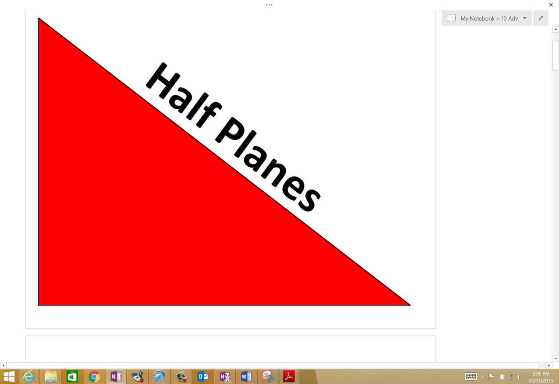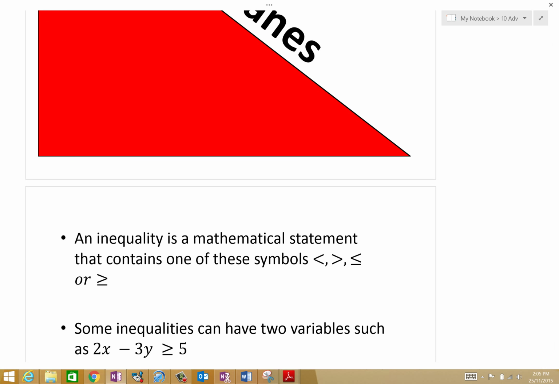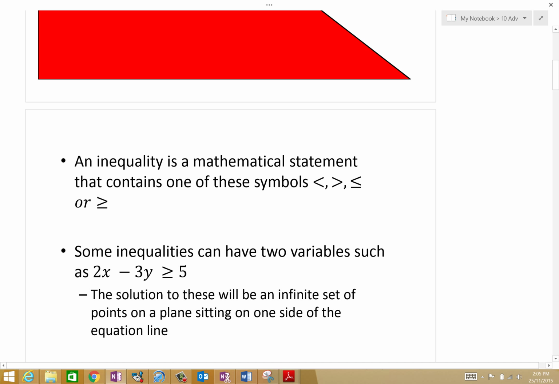So we're going to go through half planes. Now, we looked at inequalities. It's basically sketching inequalities. If you think about an inequality, we know that this is less than, and this is greater than, and this is less than or equal to, and this is greater than or equal to. And we've sketched them on number lines. Now, of course, we need to be able to sketch a region on a graph.